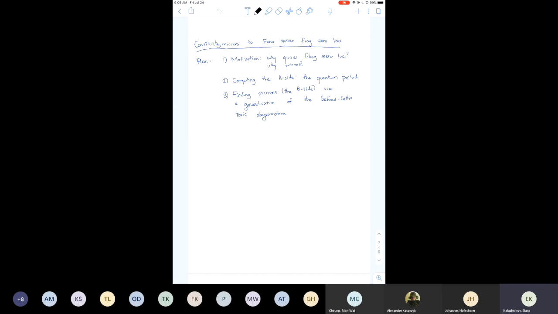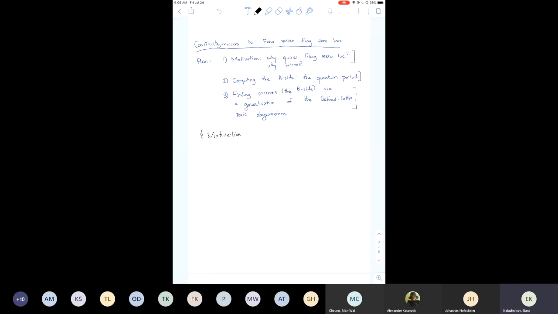So today I'm going to talk about finding Laurent polynomial mirrors to Fano quiver flag zero loci. I've written out the plan of what I'm going to talk about. I'll spend the first part of my talk on why quiver flag zero loci and why mirrors, and then I'll talk a little bit about the A side in this perspective and computing the quantum period. The main part of my talk will be about actually finding the mirrors, and that's going to be about a generalization of the Gelfand-Cetlin toric degeneration of the flag variety to certain Fano quiver flag zero loci. Please let me know if you can't hear me or you can't see what I'm writing.